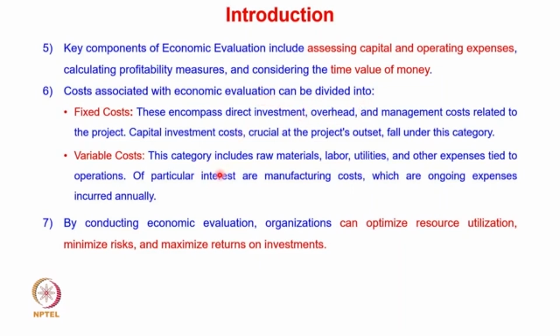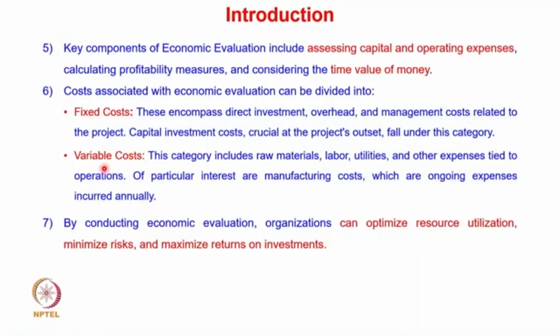Okay, so if you look at the cost associated with the economic evaluation, this can be divided into different types. So there is a fixed cost. Fixed cost includes the direct investment, overhead and management cost related to the project. Capital investment cost, crucial at the project outset, falls under this category. So you can see that the fixed cost is primarily nothing but the capital cost which we are incurring in the starting of the project.